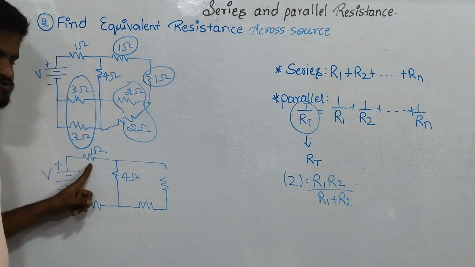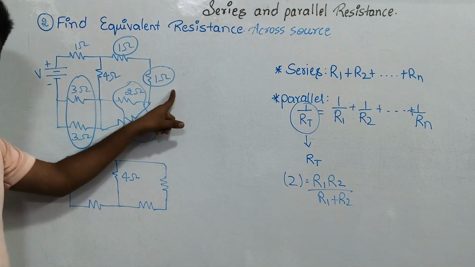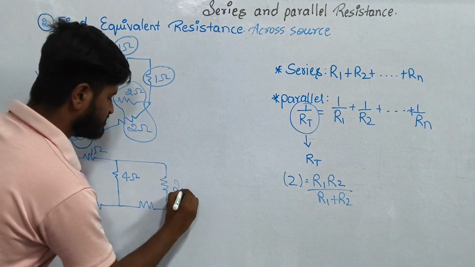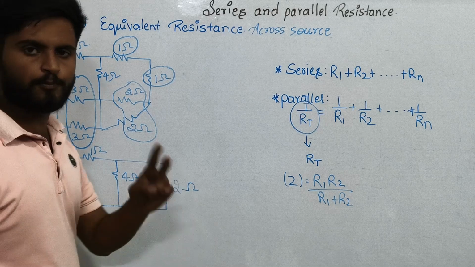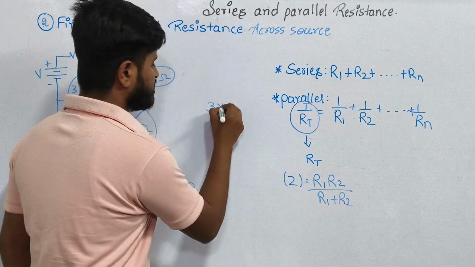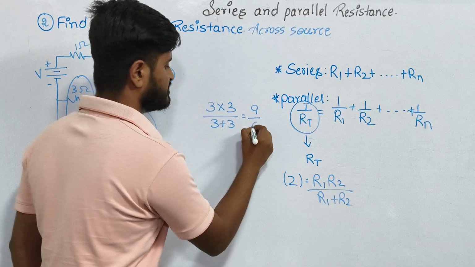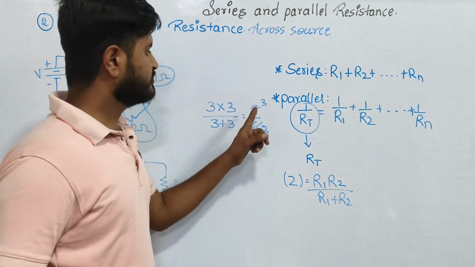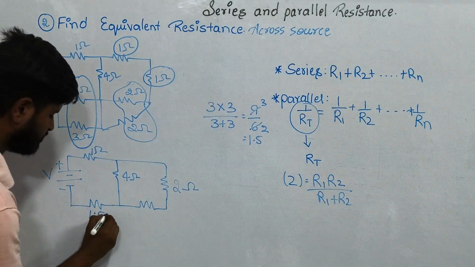Now, this 1 ohm resistance will remain as it is, 4 ohm resistance will remain as it is. 1 ohm resistance and 1 ohm resistance which are in series will add up together. 1 plus 1 will be 2 ohm resistance, which is the equivalent resistance. Now, 3 ohm resistance, 3 ohm resistance are parallel to each other. I am having 2 resistances, so I can use this formula. 3 into 3 divided by 3 plus 3. 3 3s are 9 divided by 3 plus 3 will be 6. 9 divided by 6 will be 1.5.